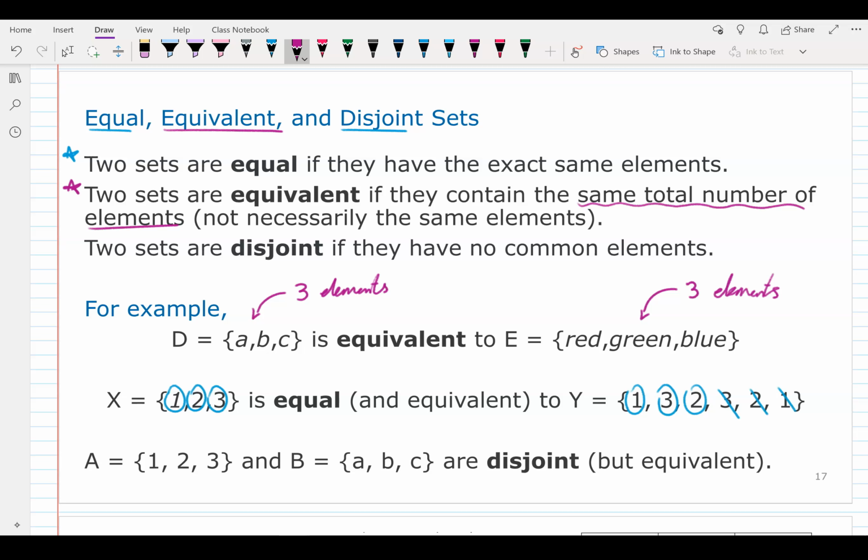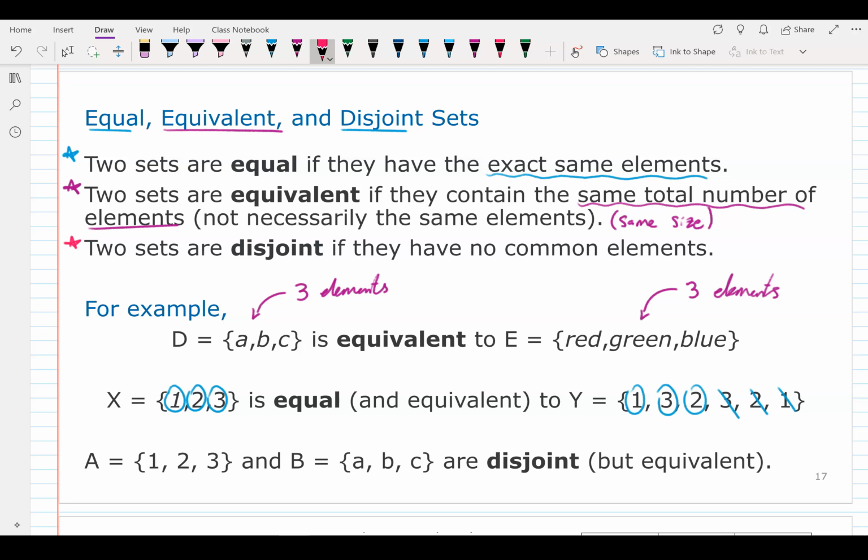Okay, so what's the difference now between equal and equivalent? Equal means literally the same set. Same number of elements and the same exact elements themselves. Equivalent just means the same size. Right, just the same number of elements, same size set.